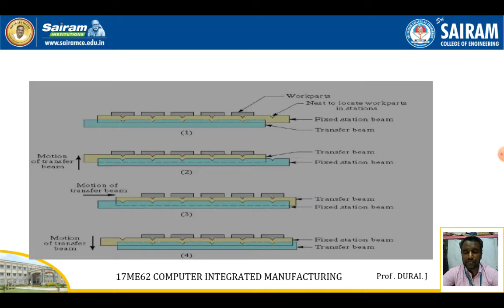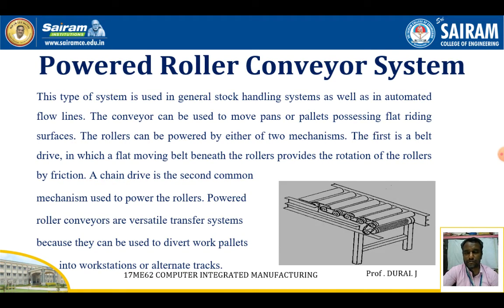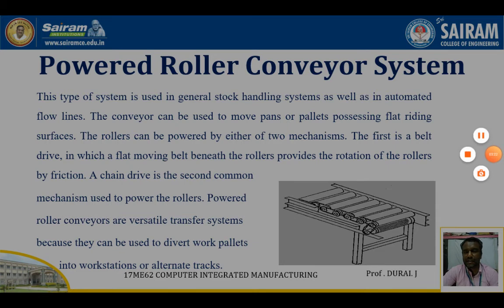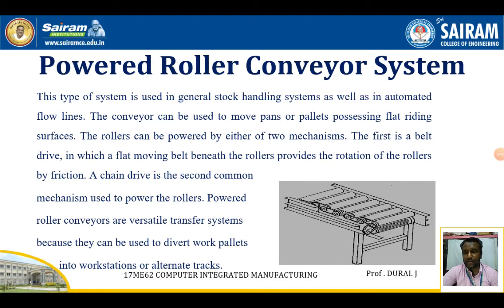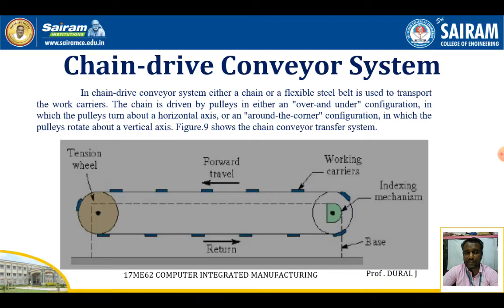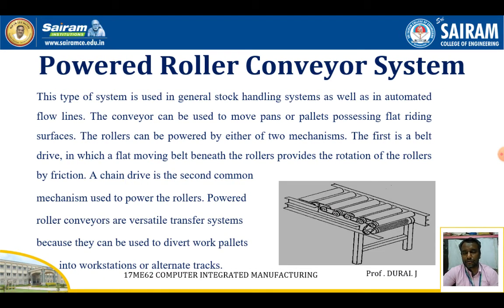This is the familiar one, and it is asked many times in university questions. So that is the walking beam mechanism. Then the next one is the powered roller conveyor. In the roller conveyor there are two types. One is the gravity type, another one is the powered roller conveyor system. First we are going to discuss the gravity type. That is not shown in these slides. It is like a slope type.